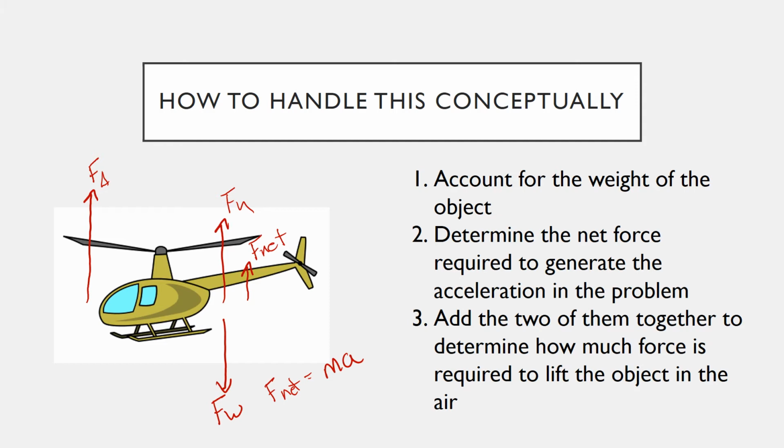Because we're not only having to compensate for the weight of the object, we're also going to generate an acceleration. That F normal, that normal force, compensates for the weight. The F net is what generates the motion. So the applied force is going to have to be the sum of those two.